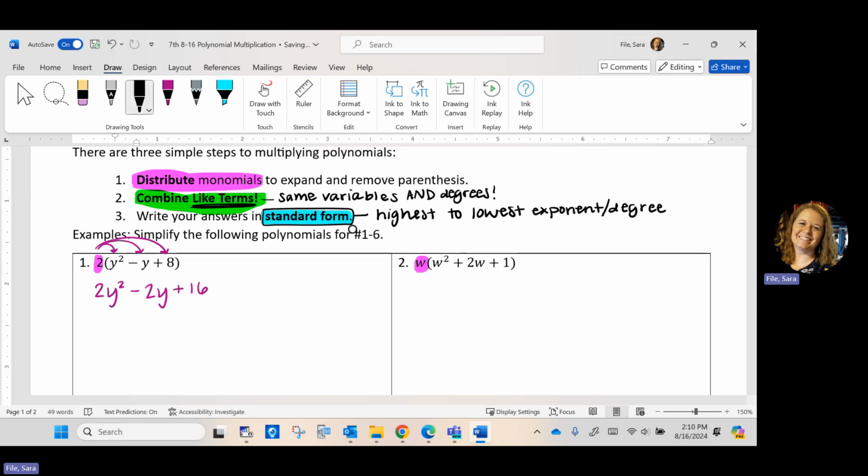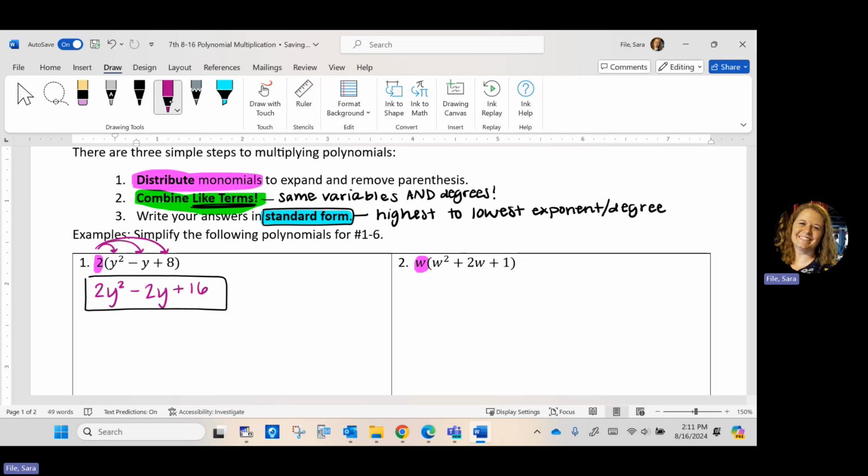So in number 1, is this written in standard form? Yeah, we have the y squared, y to the understood first power, and then a constant. A constant is the 0 power, right? y to the 0 is just the constant. So this is good to go. We don't need to rearrange anything. We're done. All we had to do was distribute, and that was it for number 1.